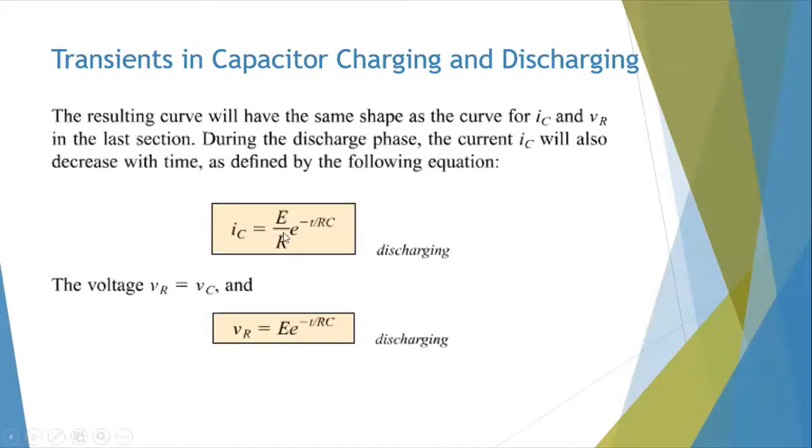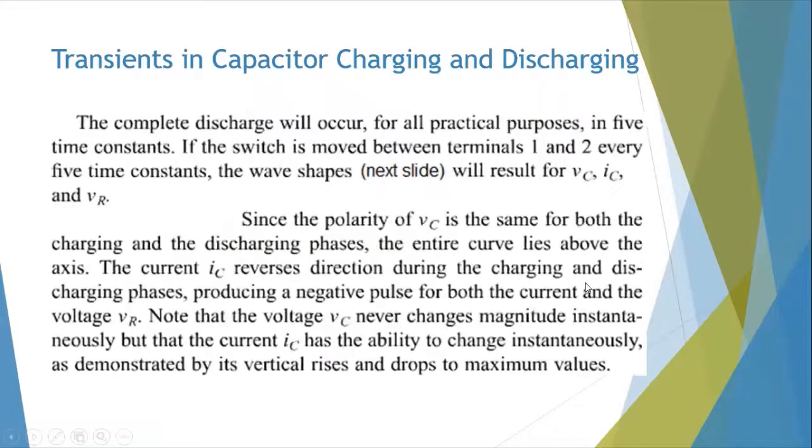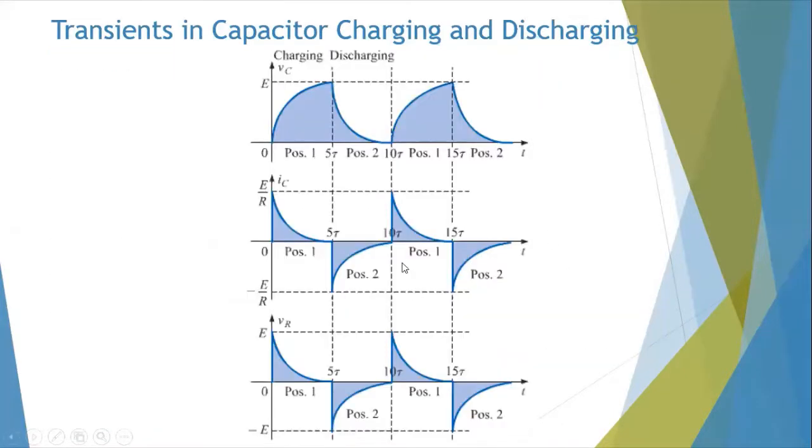So for the discharging current, VR is equal to VC. The voltage across your capacitor is equal to the voltage across the resistor, because the capacitor has now become sort of a battery, and the only other element you have in your circuit is a resistor. So both would have the same voltage across them. Now the current, like we said, has a minus sign in front of it. So this is the magnitude only. So this is what we expect to get.